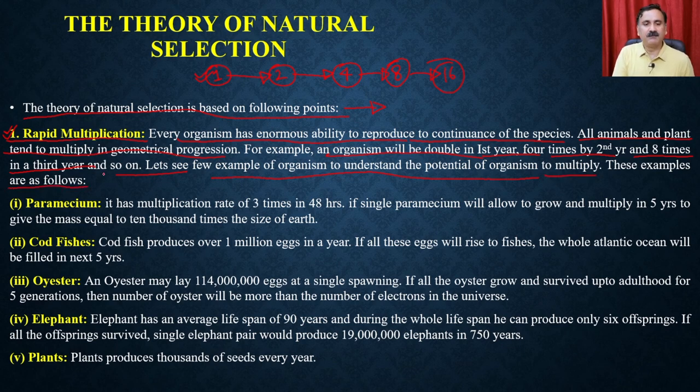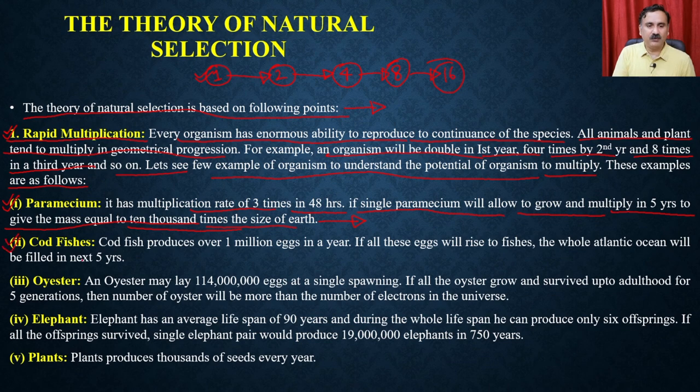These examples are as follows. The first example is Paramecium, with a multiplication rate of 3 times in 48 hours, which means in 2 days it is going to be tripled. If a single paramecium is allowed to grow and multiply for 5 years, it will give a mass equal to 10,000 times the size of the earth.